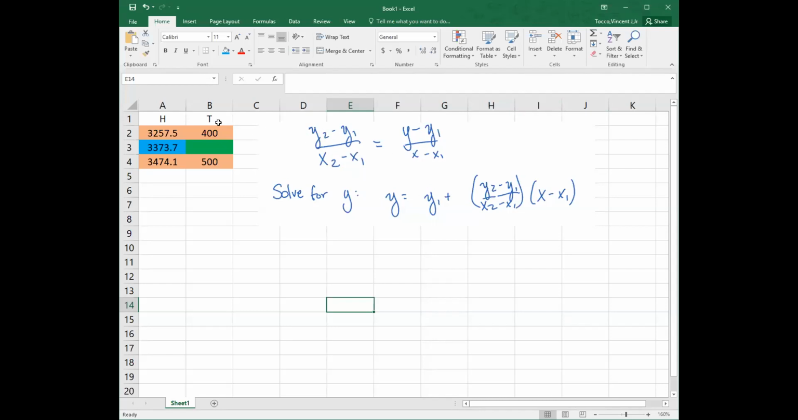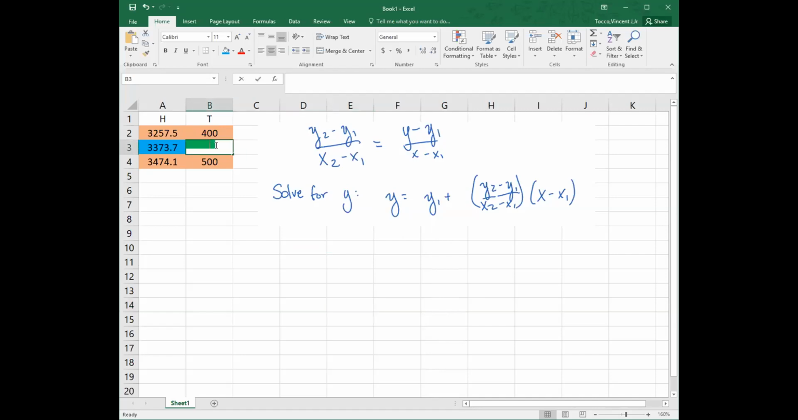I'm not being very careful in terms of which one I call the dependent variable. I think when I solve for y here, I probably should have solved for x, but because it's a line, it really doesn't matter which one you use. So I could just as easily plot T as a function of H for the purposes of interpolation. But what I really want here is this solution for y, and this is the formula that is going to go inside this green cell.